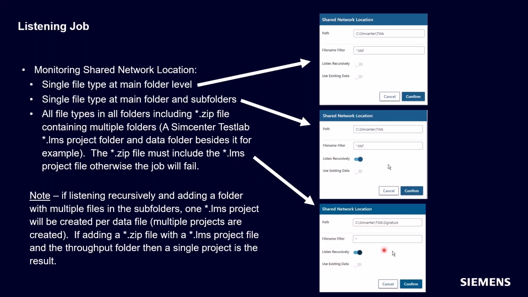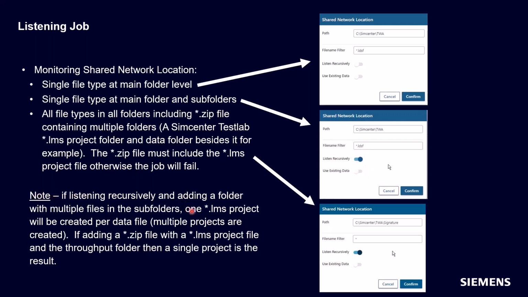And here's an example where I'm looking for an asterisk. So now it's going to look for all possible data files we support, as well as a zip file. And that zip file could be a .lms project and the throughput folder beside it. If I've got a project file named Kevin, and inside there I've got multiple sections, and in those sections I have multiple runs with all my throughput files, I can zip that all together and put the zip file in my path, and it's going to process all the throughput files it finds inside that zip file.